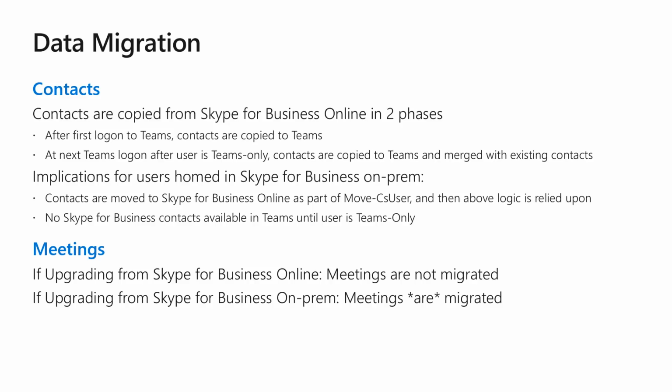Your Skype for Business contacts will not be available in Teams until the user has been upgraded to Teams only mode. Now, from a meetings perspective, if you are upgrading the user from Skype for Business Online, the meetings are not migrated as a result of you assigning this coexistence mode.